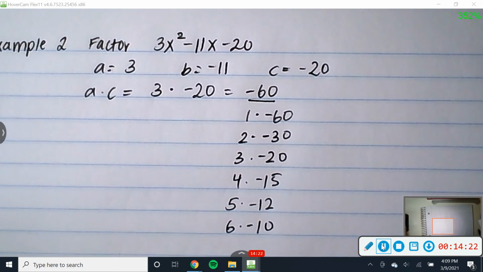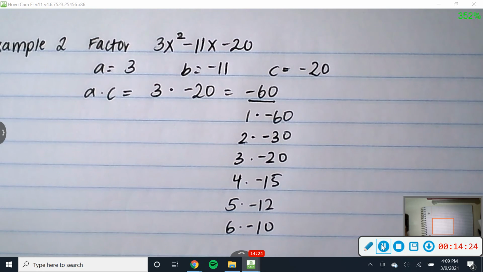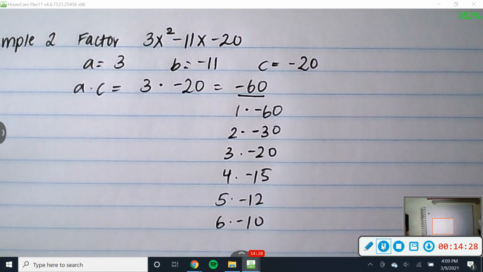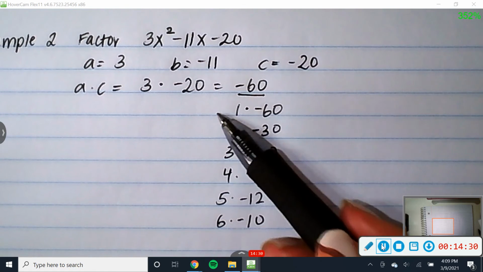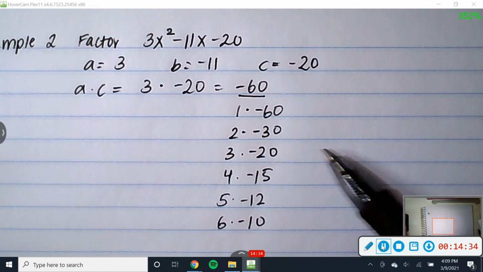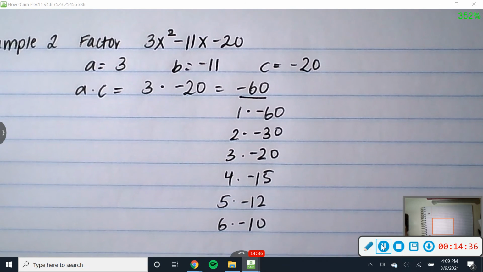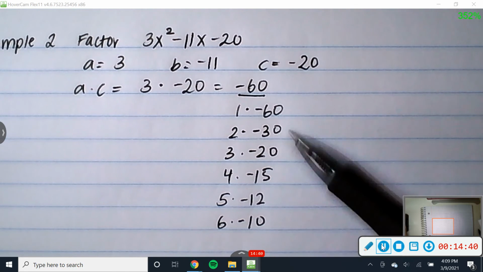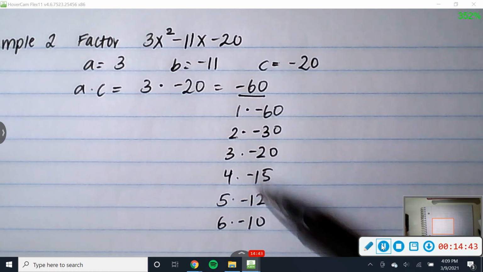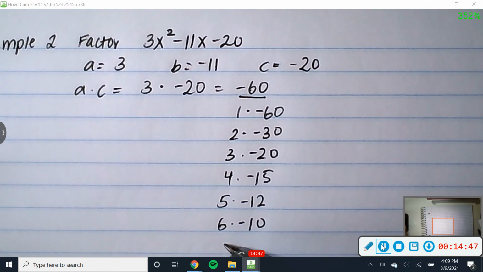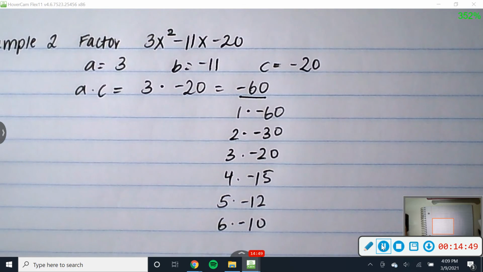Now, we're actually not done yet, because there's another variation that we could do, which is making it negative 1 times positive 60, negative 2 times positive 30, and so on. I'm actually not going to list all of them out here, because I know that one of these pairs is correct and will give us the b value. However, if you add them together, it doesn't then list out the other possible factors.